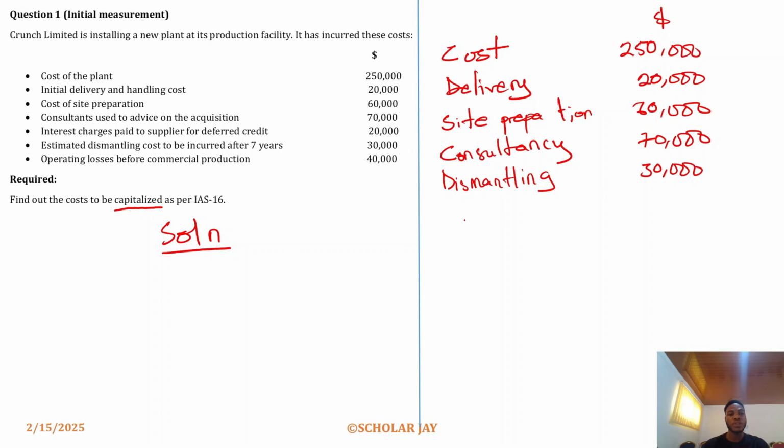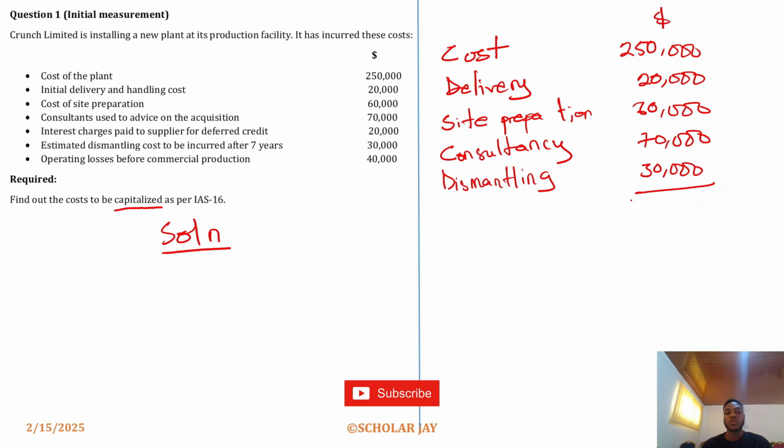All right. The next one is operating losses before commercial production. Now, this is not capitalized, right? This cannot be added as a component of the cost of the asset. So you realize that the components of the cost of the asset are very clear. Operating losses, let me make it clear here. Any form of operational activities that you undertake before the asset is brought into use, or is ready for use, any form of operating losses that you incur cannot be part of the cost of the asset. Do you follow me? So this leads us to the cost of the plant, initial delivery and handling costs, cost of site preparation, consultancy, and then dismantling. These are the only costs that will be capitalized as cost of the asset.